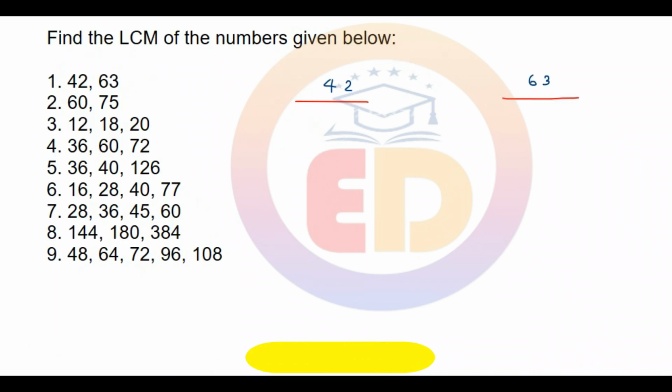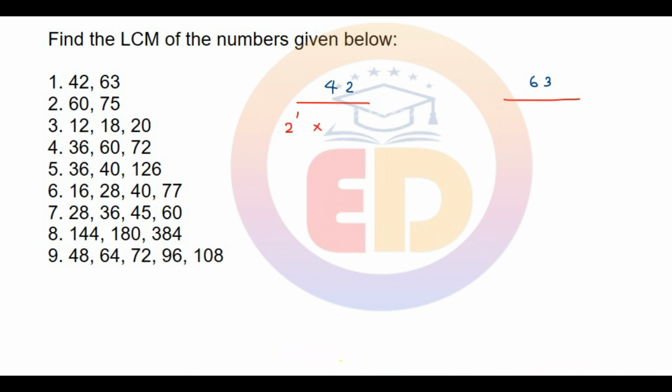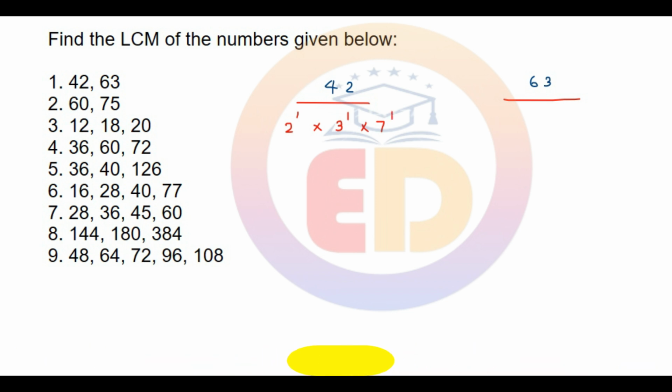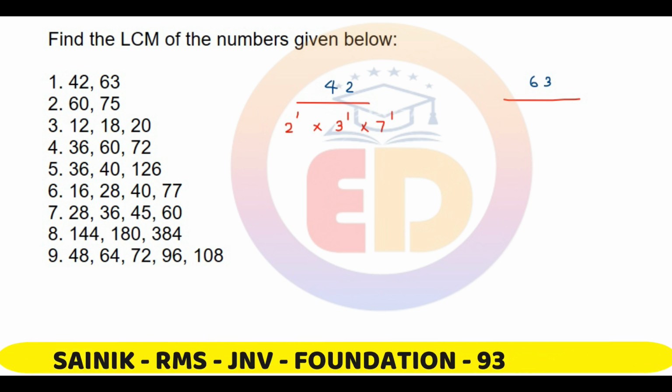Let's write them down. 2 raised to the power of 1 multiplied by 3 raised to the power of 1 multiplied by 7 raised to the power of 1. These are the factors of 42, rather prime factors of 42. Similarly, let's find out the factors of 63.